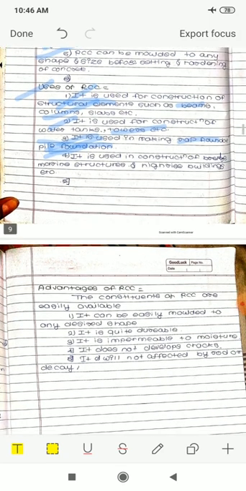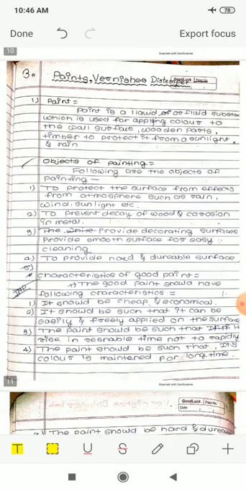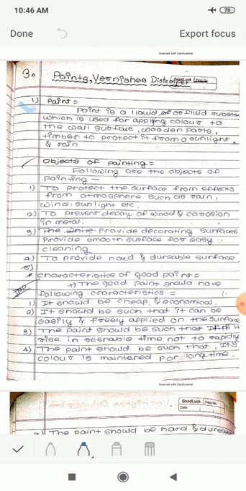So next chapter is paints, varnish, and distemper. The third chapter is paint, varnish, and distemper. The first one is paint. Paint is a liquid substance which is used for coloring the wall surface of a building, whether a residential building, public building, or various other types of building. We need to use the paint on the surface.